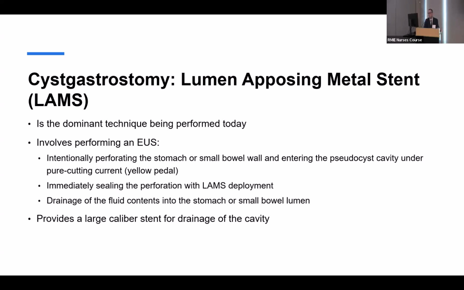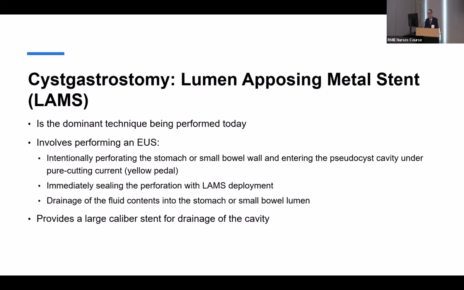So within transmural, we're in the EUS bucket, we have cyst gastrostomy. Cyst being the pseudocyst, gastro being from the stomach, ostomy meaning we're creating a hole or a connection, okay? And primarily right now, for the most part, we use lumen-opposing metal stents. You'll see the trade name from Boston Scientific, Axios stents. You have other ones in different countries, but this is the major share of the market when we talk about LAMS or Axios stents.